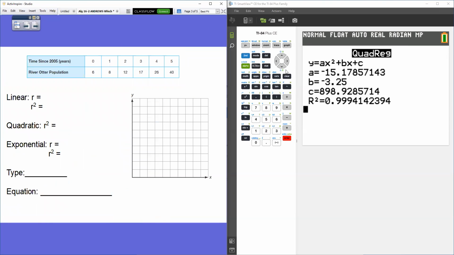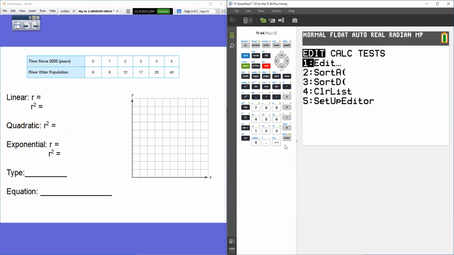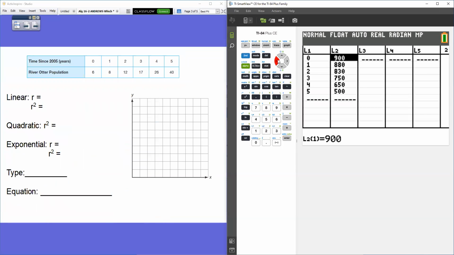Same exact type of question. So the first thing that I want to do is go back to my L1 and L2 and type in this data. Again, we have 0, 1, 2, 3, 4, 5, so I don't need to change my L1 at all, but my L2, I definitely need to change. So I'm going to be typing in 6, 8, 12, 17, 26, and 40. Again, always make sure that your data is correct before you move on.